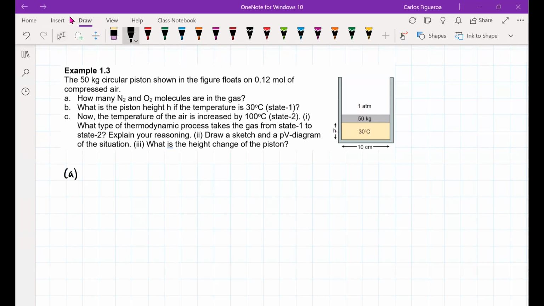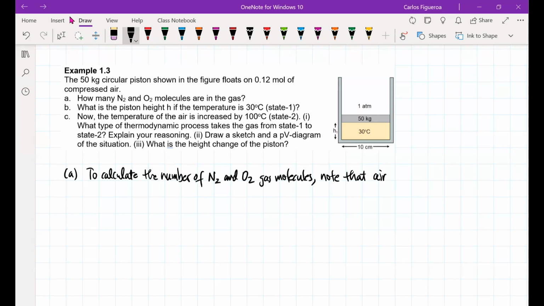A. To calculate the number of N2 and O2 gas molecules, note that air is composed of 78% N2 gas and 21% O2 gas. So it's a percentage.